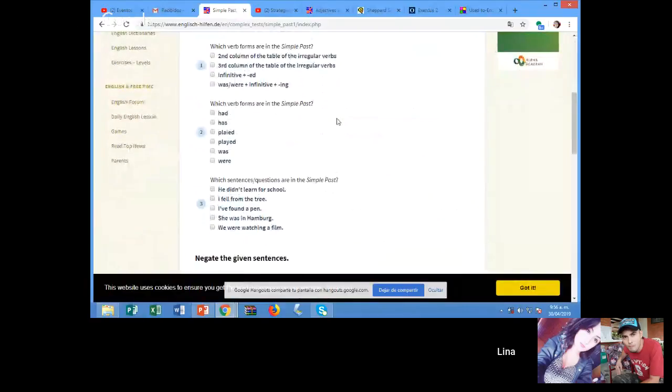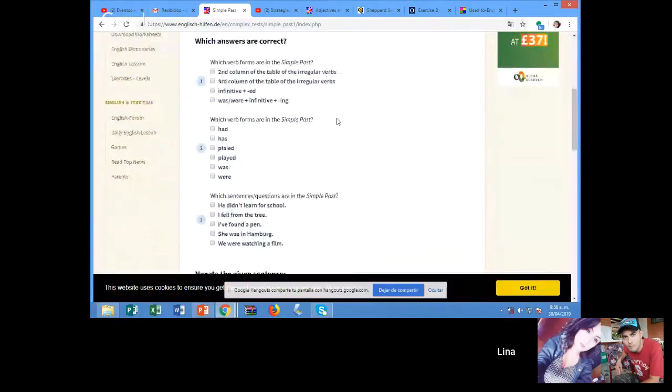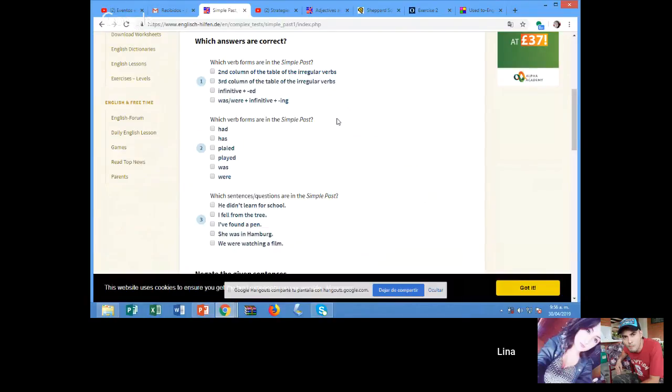So we have here another exercise to do with simple past. Which answers are correct? Which verb forms are in the simple past? So, Carlos, which verb forms are in the simple past?